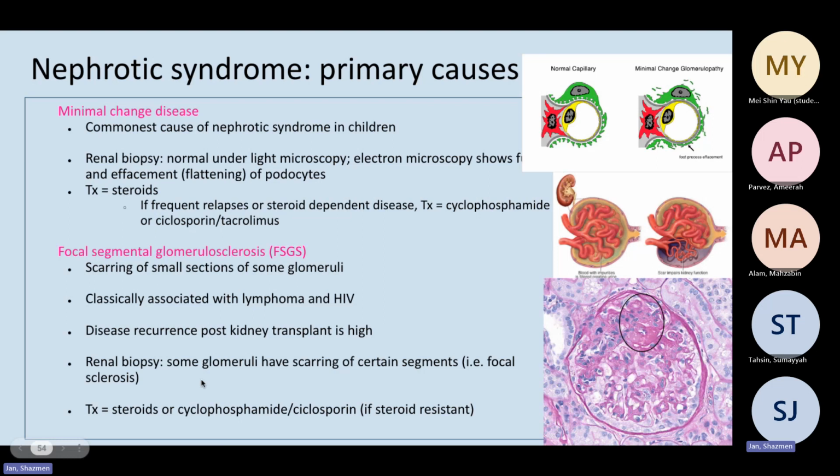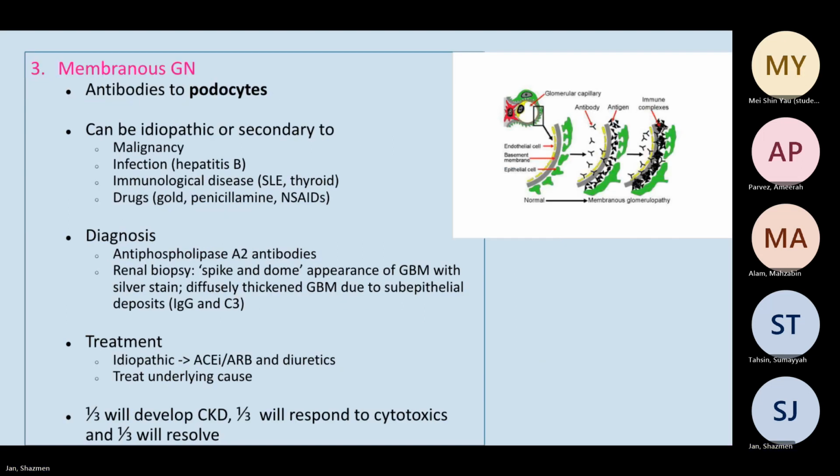In terms of renal biopsy, if we do a biopsy, then it will show scarring of certain segments. Because it's not the entire glomerulus, it's known as focal sclerosis, and we can see it here because the rest of the glomerulus looks normal, but this particular section looks quite sclerotic and dense, like packed together. And treatment, again, is similar to minimal change disease. So you'd give patients steroids, or cyclophosphamide/cyclosporin if they're resistant to steroids.